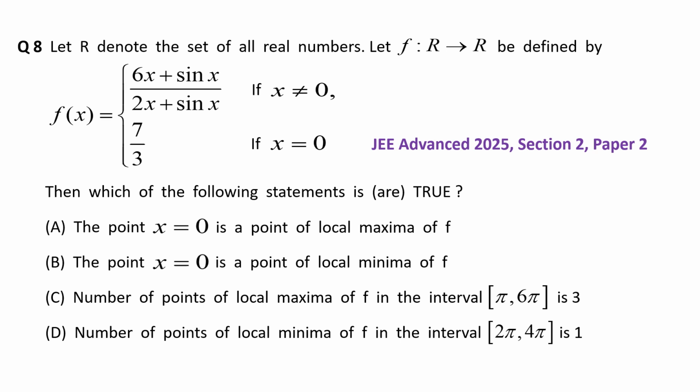The first option is the point x equal to 0 is a point of local maxima of f. The second option is the point x equal to 0 is a point of local minima of f. The third option is number of points of local maxima of f in the closed interval [pi, 6 pi] is 3. The last option is number of points of local minima of f in the closed interval [2 pi, 4 pi] is 1. Now students, we start solving this question.